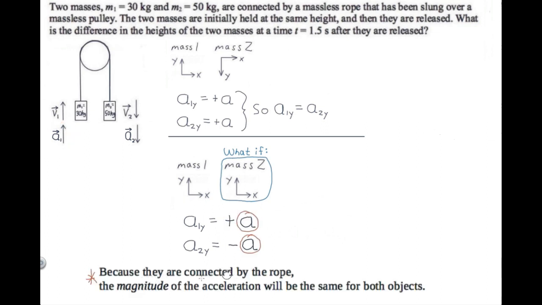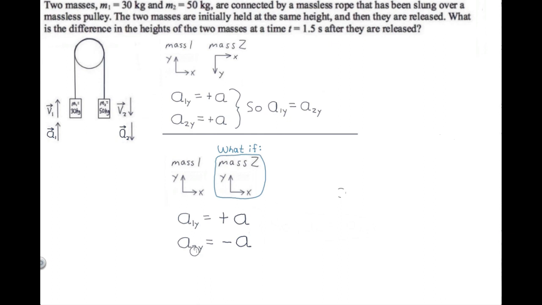Because they're connected by the rope, the magnitude of the acceleration will still be the same for both objects. So we can still represent the magnitude of the acceleration with the same symbol, a. So in this case, a sub 2y would equal negative a. So if we choose up as the positive y direction for both objects, a sub 1y does not equal a sub 2y. Instead, a sub 1y equals negative a sub 2y.